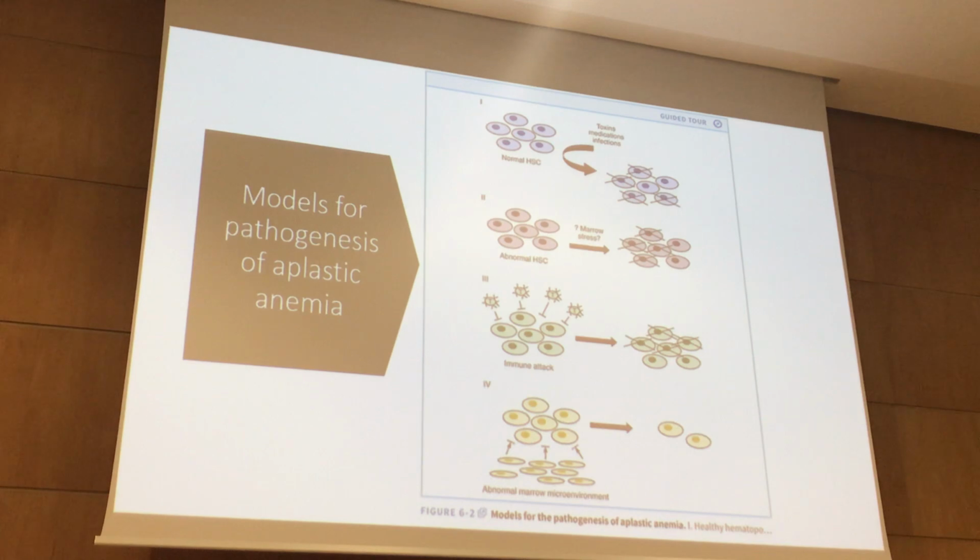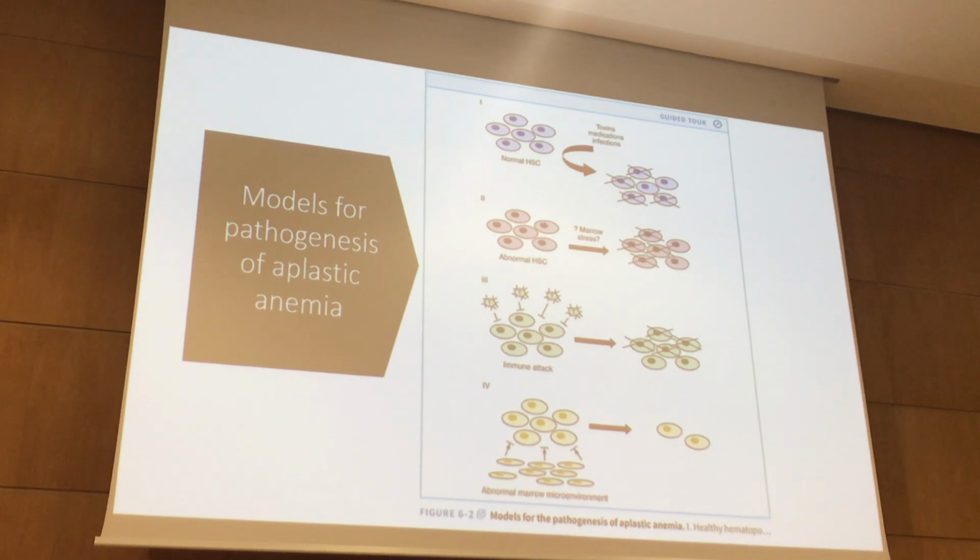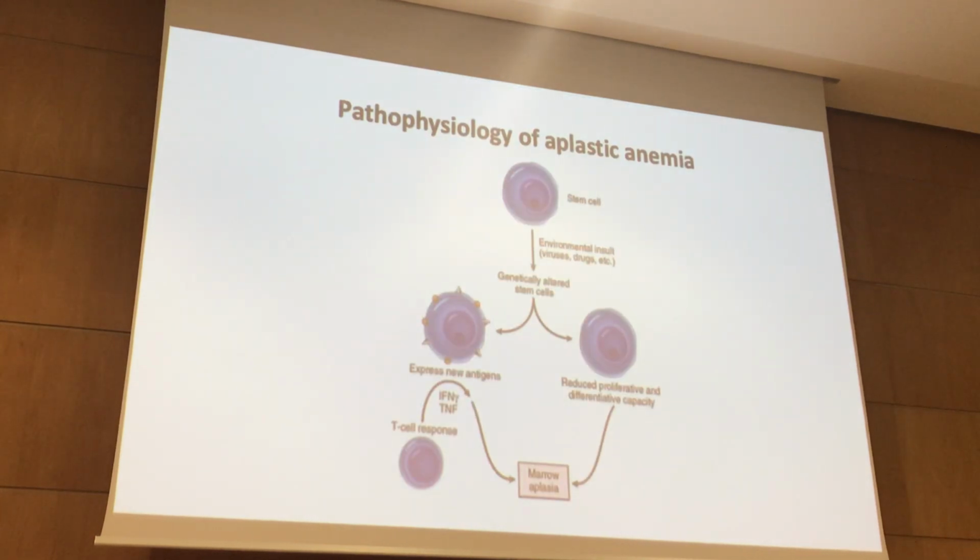And the fourth one, the cells are okay, they are normal, there is no attack, but the environment they are in is not good. They cannot survive in that environment. So this is the fourth way.